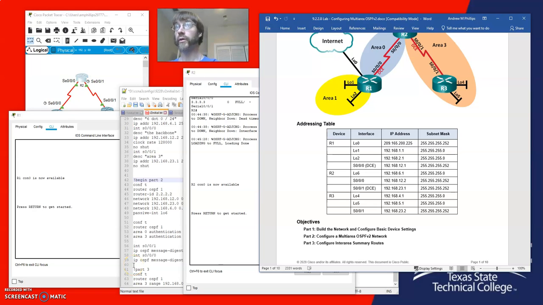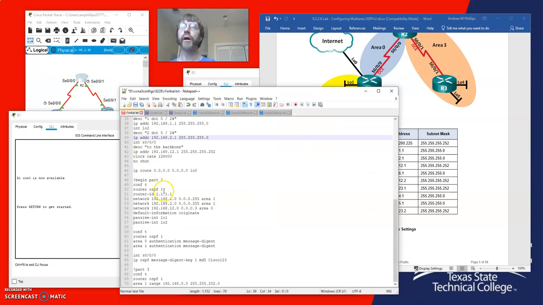Okay, so we are moving on to part 3 of this lab demo of 9228. Part 3 is inter-area summary route configuration. So let's look at what those look like before I drop them in.